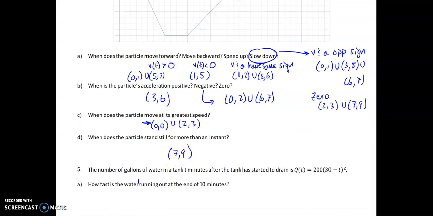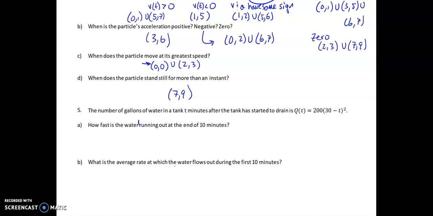Okay, last question. How fast is the water running out at the end of 10 minutes? If you see a question that asks how fast something is changing, this is a rate of change question. This is me running out of time on my free YouTube account. Q'(10) is equal to -8,000 gallons per minute.